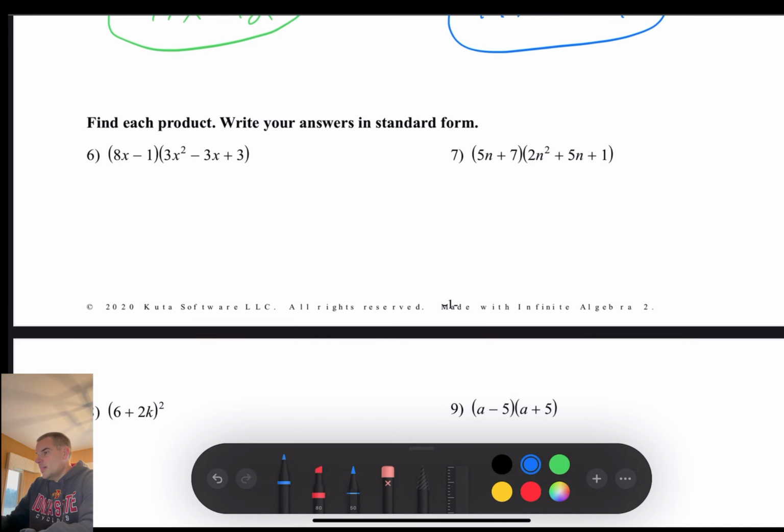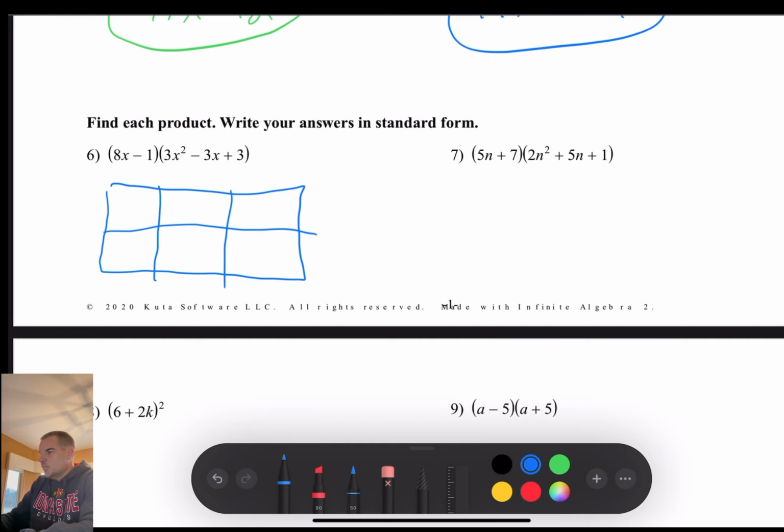Number 6. 6 and 7 are kind of the same. I'm going to build a box. So we've got 8x and negative 1, and 3x squared minus 3x plus 3. So that's 24x cubed, negative 3x squared, negative 24x squared. Negative 3 times negative 1 is 3x, 24x, and then negative 3.